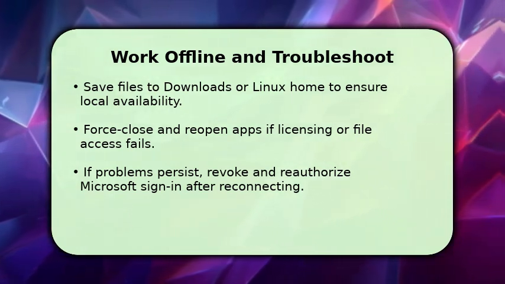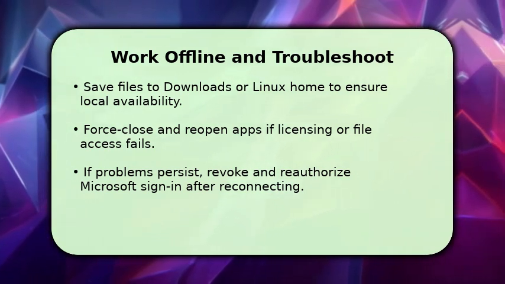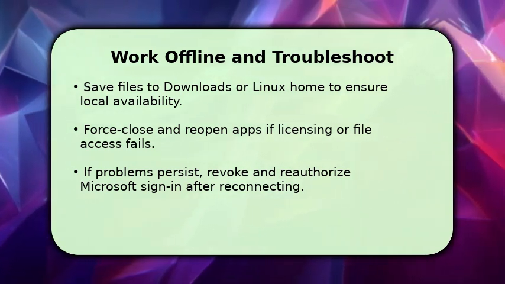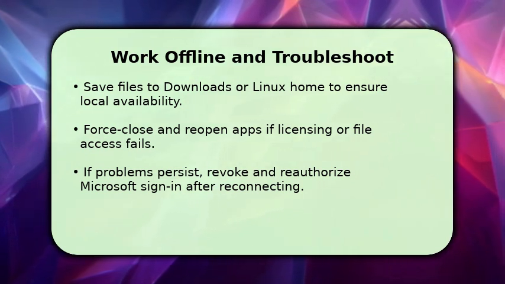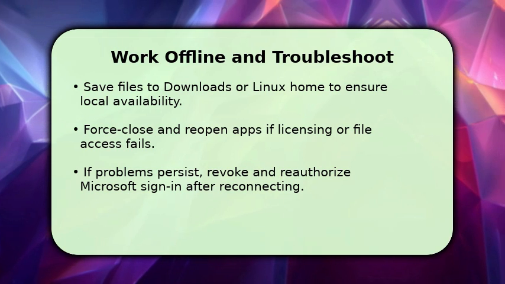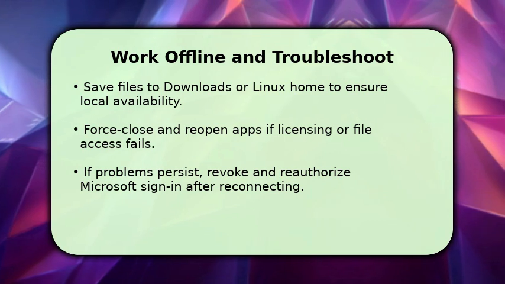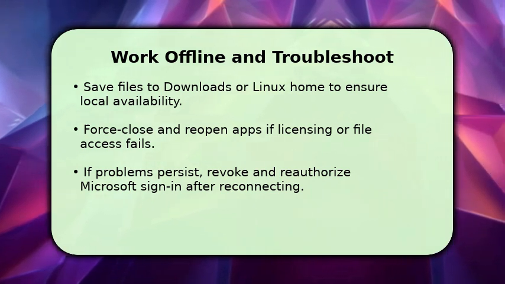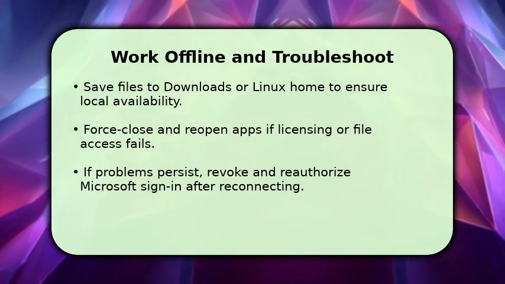If an app complains about license or file access, force close it and reopen to reload cached credentials and file handles. Make sure to reconnect briefly if required, then sign out and back into Microsoft to refresh activation. This fixes most offline access errors. If nothing helps, check Play Store updates or reinstall the app while online to restore offline functionality.